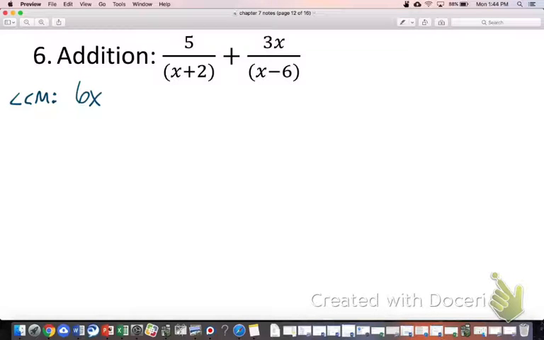Okay. So 6x is definitely not the common denominator. Homework. I'll take care of it. Appreciate it, though. So 6x is definitely not the common denominator.